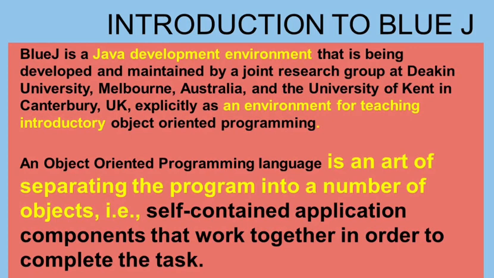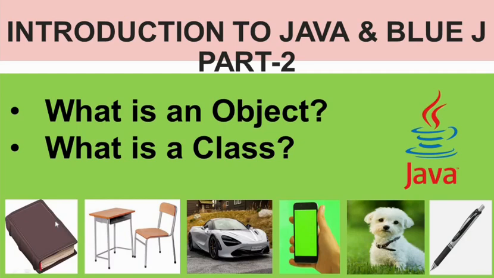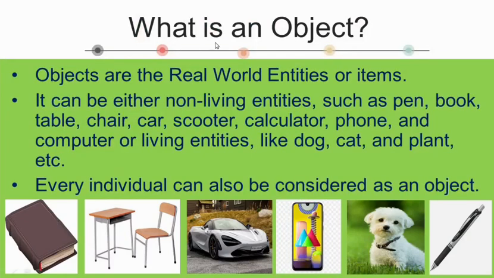What are these objects? Object oriented programming is the art of separating a program into number of objects, that is, self contained application components. That means small components of a software or an application. These objects work together in order to complete particular tasks. So let us see what exactly these objects are. What is an object?